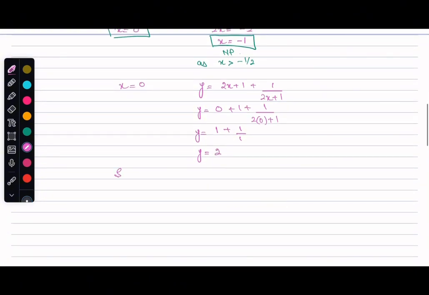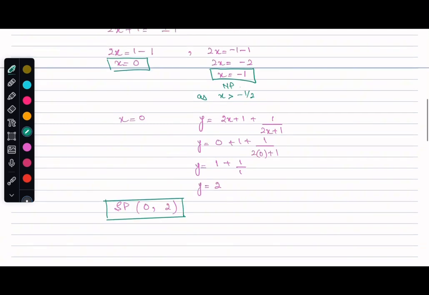Therefore, the stationary point here is when our x is 0 and our y is 2, meaning it's going to be the y-intercept here. So this is the stationary point. The second part of the question says find the nature of the stationary point.